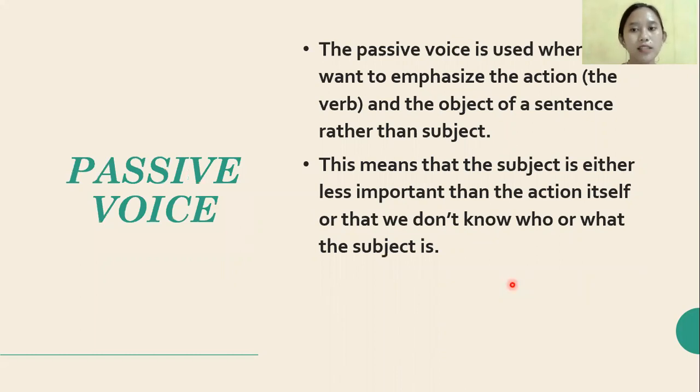Passive voice is used when we want to emphasize the action, I mean the verb, and the object of a sentence rather than the subject. So we focus on the action and the object, not the subject. This means that the subject is either less important than the action itself, or that we don't know who or what the subject is.